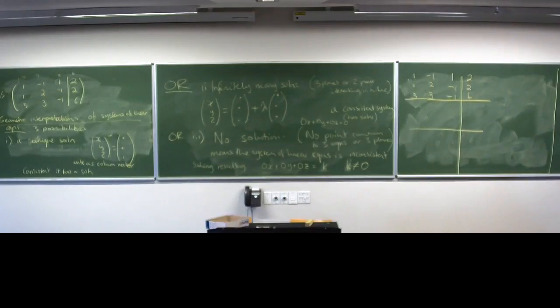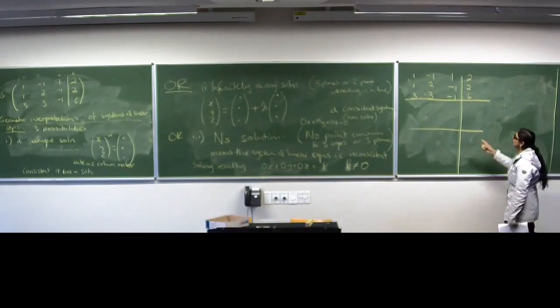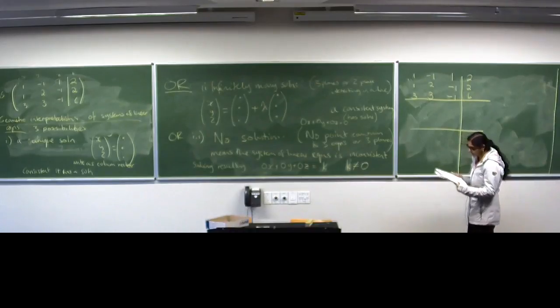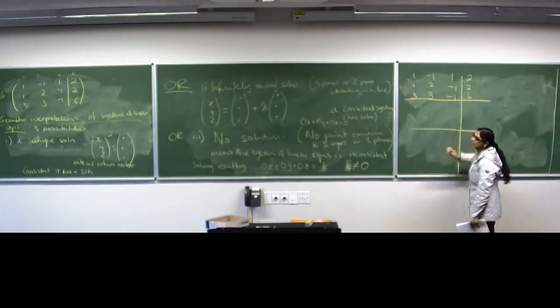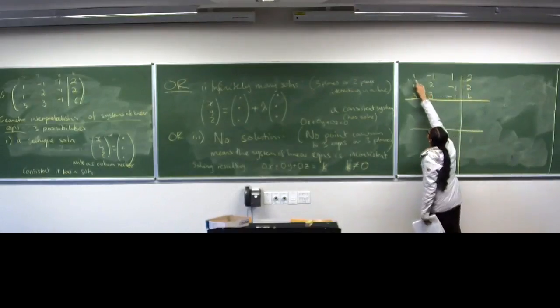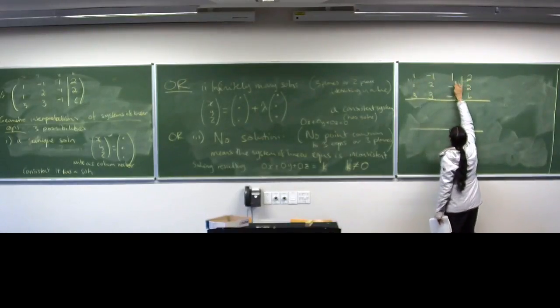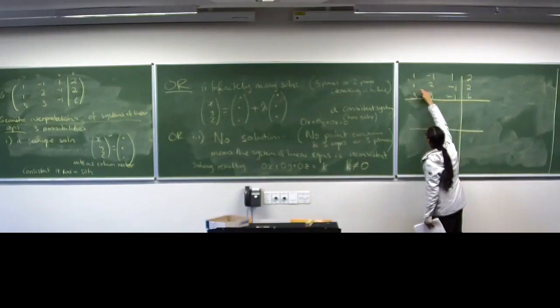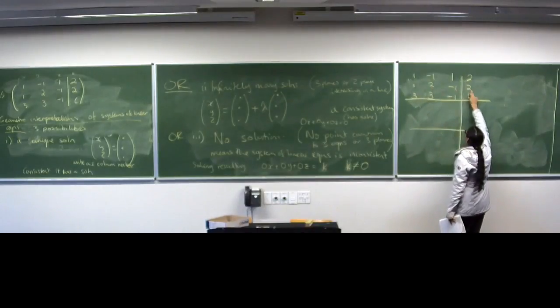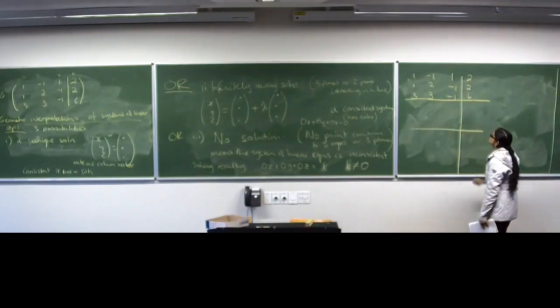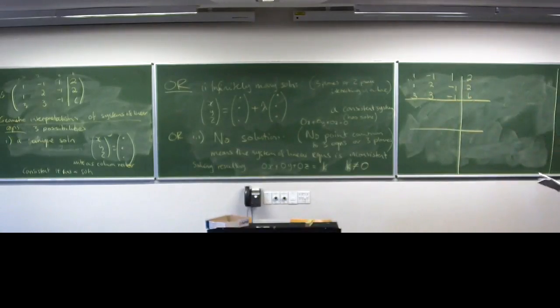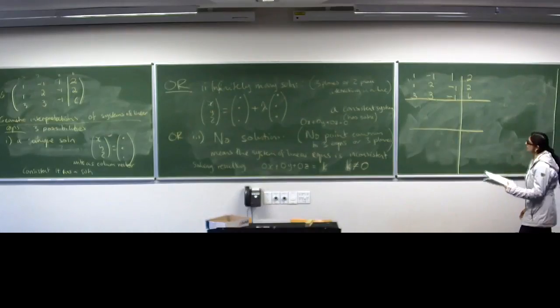You can put brackets around it, but you don't necessarily have to. This is the augmented matrix. That represents 1x minus 1y plus z equal to 2; 1x plus 2y minus 1z equal to 2; 3x plus 3y minus z equal to 6. And now we're going to solve it.